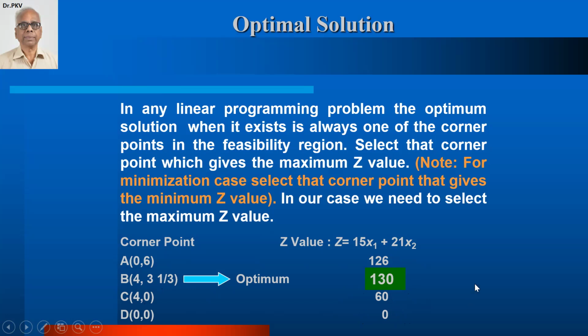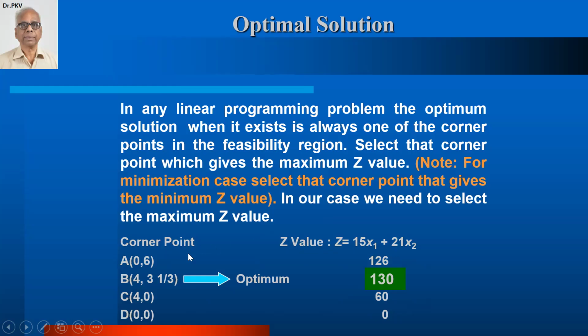130 is the optimum solution, which says x1 is equal to 4, x2 is equal to 3 and 1/3, and the value of Z that is maximized is 130. And therefore, this is the solution to the linear programming problem. All the constraints are satisfied and we have solved the problem.